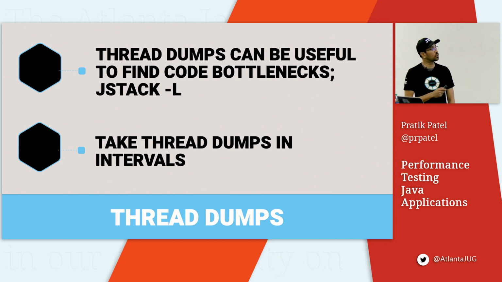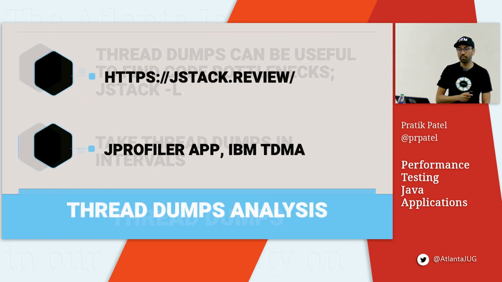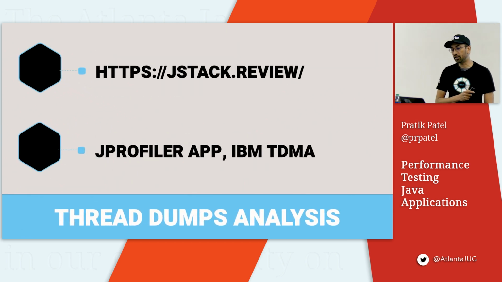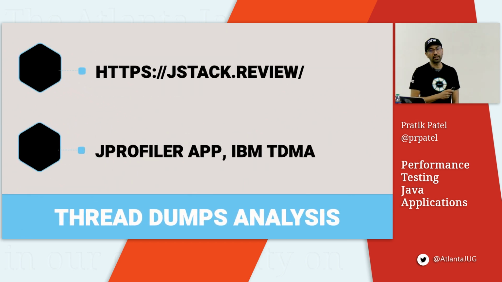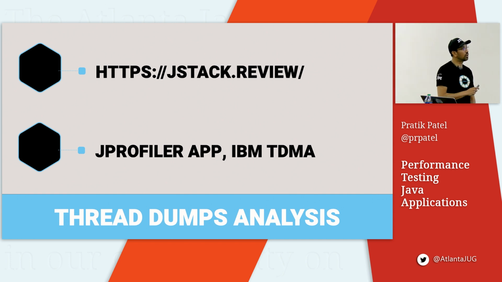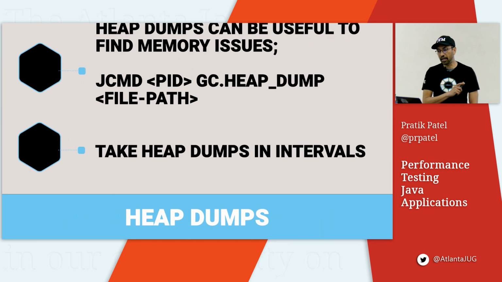And if this is truly a problem, you can use JFR to take profiling information. If you want to be less intrusive, just set up a little bash script that dumps the stack every 5 seconds or 30 seconds or 1 minute, depending on your application. And then you can pull that into a tool like jstack.review, or you can use something like the JProfiler app, or IBM has a nice tool called the Thread Dump Something Analyzer. I don't know what that M stands for, but okay.